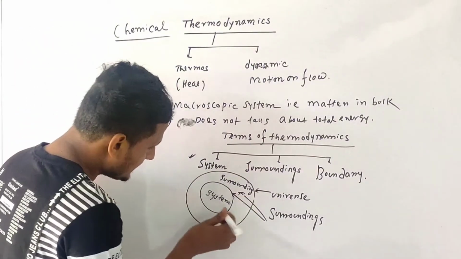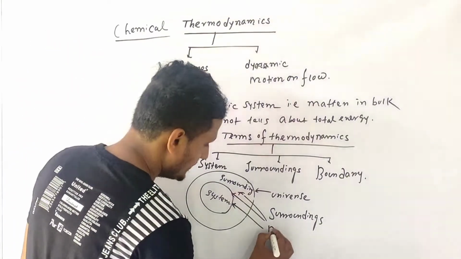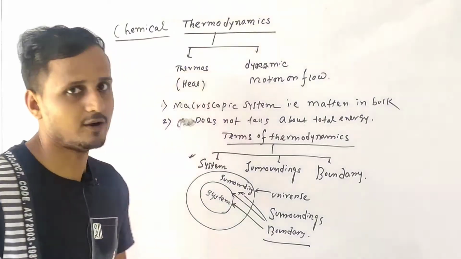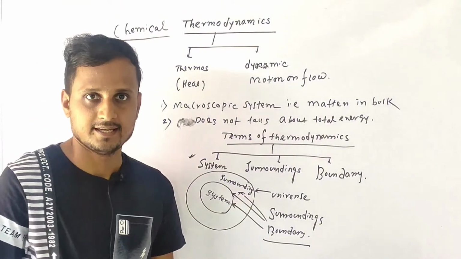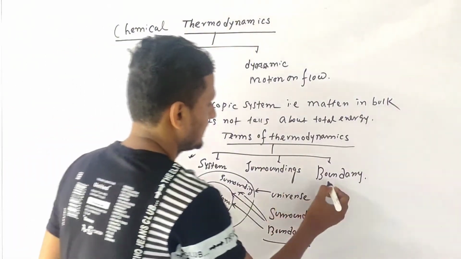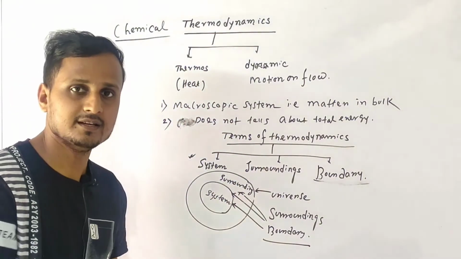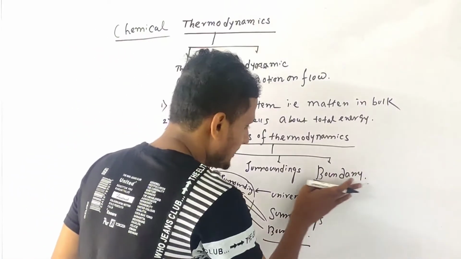Okay, so this part is called boundary. Now, boundary can be anything. It can be adiabatic, it can be rigid, it can be non-rigid, it can be totally isolated.